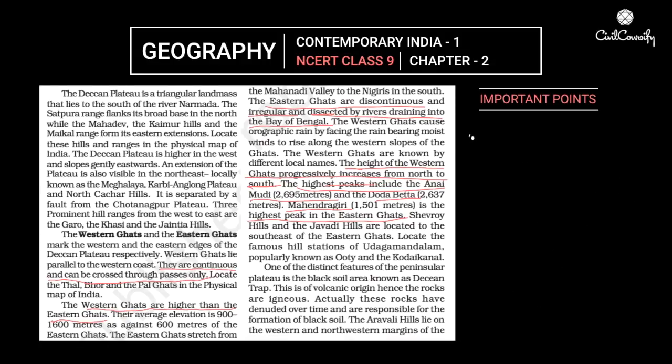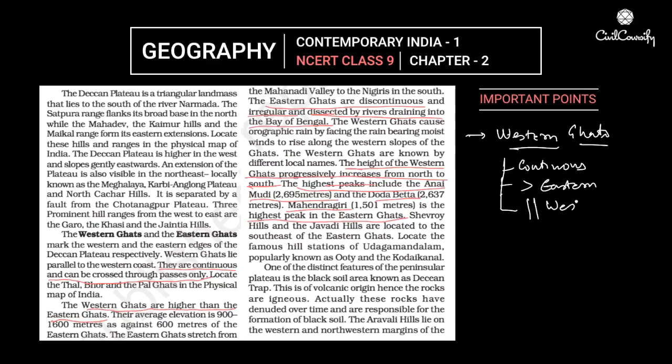Now, when we talk about the Western and the Eastern Ghats, first the Western Ghats are continuous in nature. Also, they are higher in height than the Eastern Ghats, and they run parallel to the western coast of India, and they can only be crossed through the proper passes that are made to cross the mountains.